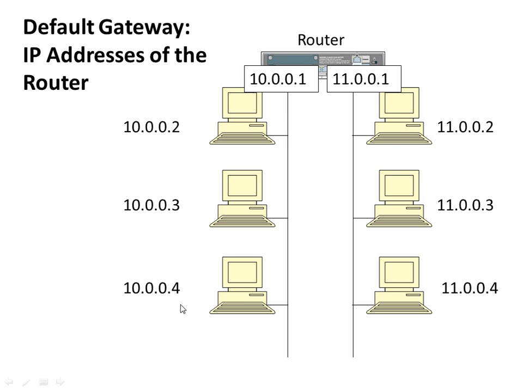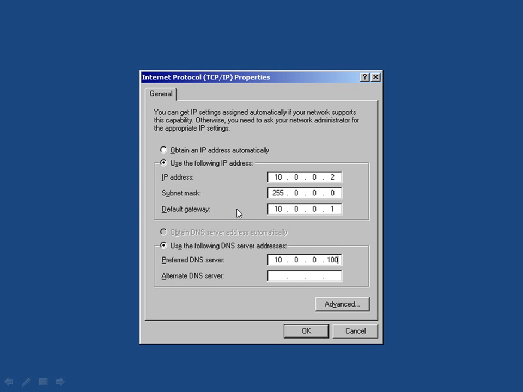Now, if workstation 10.0.0.4 is going to send data to workstation 10.0.0.3, then it just sends it to 10.0.0.3. But if workstation 10.0.0.4 is going to send a packet to a computer which is not on the same network, then that packet must go to the router, to the default gateway, because that is the access to the outside world and to the internet. We can see the default gateway is 10.0.0.1, which is the IP address of the router.